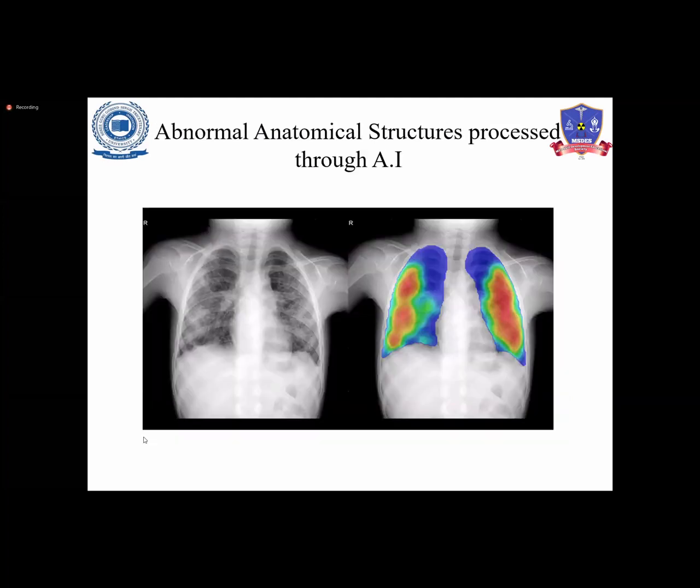Similarly, we can mark abnormal and normal structures in the AI. The abnormal structure marking here is known as heat mapping, where different color codings are marked. We can see here the normal lungs marked in blue, some pathology area marked in a different color, the highly affected area marked in red, the less affected in yellow, and some suspected areas marked with green and blue coding. This color coding is known as heat mapping.